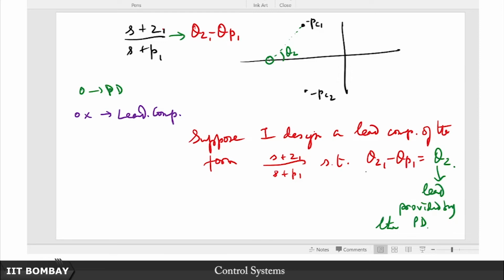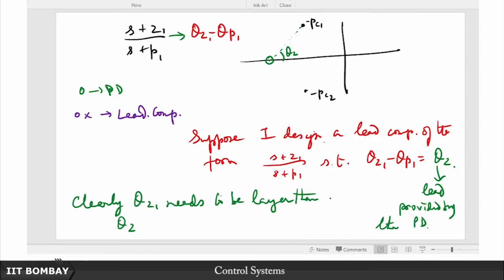So clearly this theta z1 needs to be larger than theta z alone, no? Because remember, theta z1 has to compensate for this negative contribution of theta p1 and yet equal theta z, right? So these are all positive angles. So therefore theta z1 has to be positive. It has to be greater than theta z. So if theta z1 has to be greater than theta z, then the geometry tells me that I better place my z1 somewhere here.